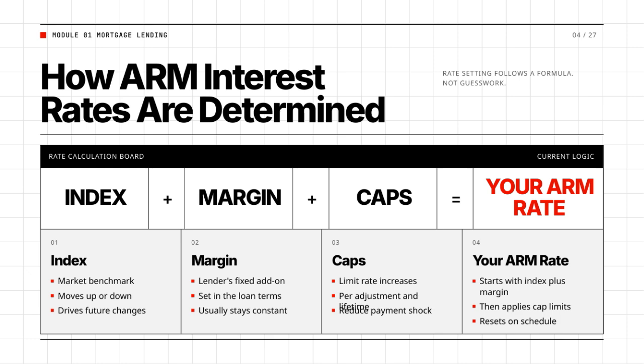To calculate your ARM rate, you start by adding the current index value to the margin, and then the caps are applied to keep the rate within certain limits. This rate then resets on a regular schedule, following these rules to ensure transparency and predictability.